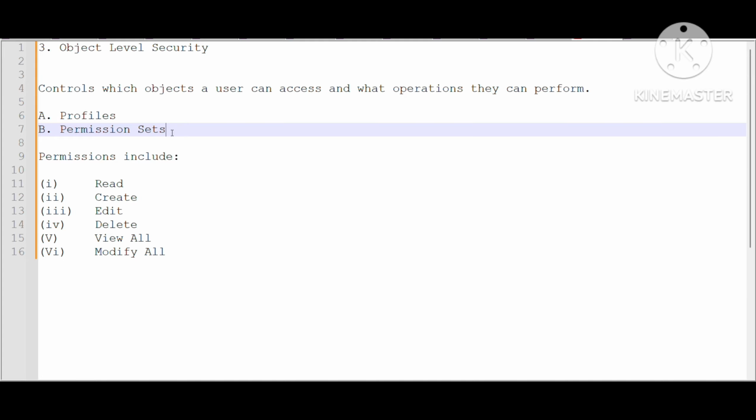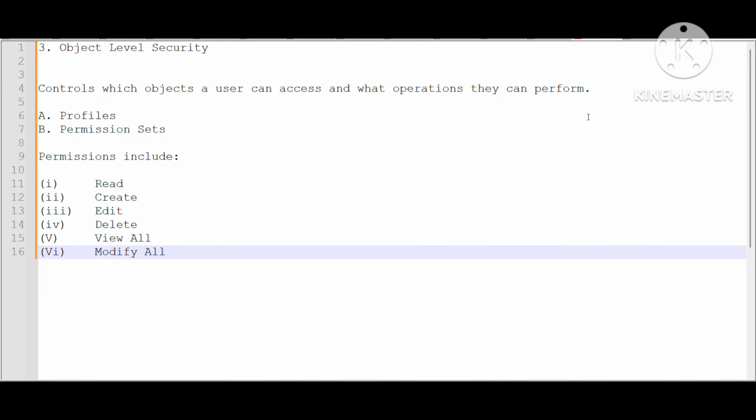Okay, the permissions that come under the object level security are read, create, edit, delete, view all, and modify all. So for example, if a particular user has read access to a record, then he or she, basically the user, will be able to view those records. Similarly, create, edit, delete. But if they have view all and modify all for a particular object, then they can see all the records that are under this object.